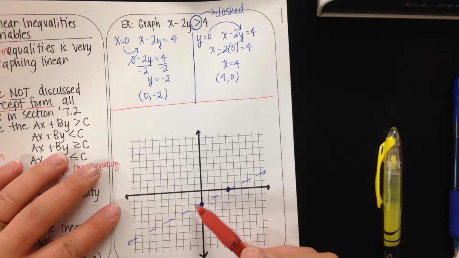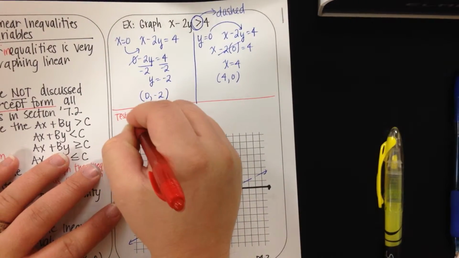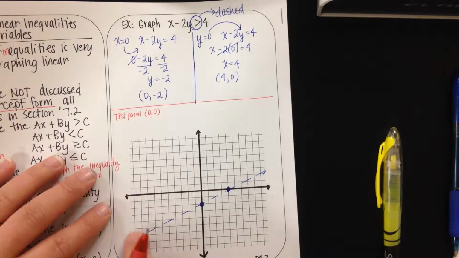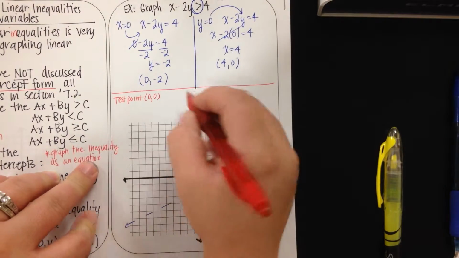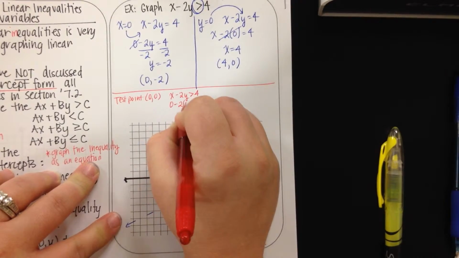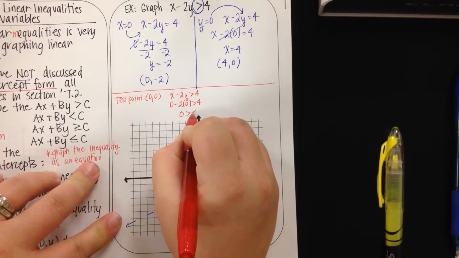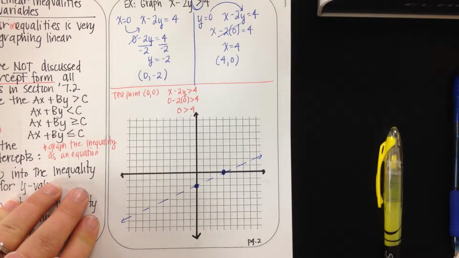Now, does this line go through the origin? No. So your easiest test point will be 0, 0. I promise. But if your graph, and we'll do an example where the graph does go through the origin, if your graph goes to the origin, you do need to pick another test point to test. So by doing that, we're going to plug this into our inequality. 0 minus 2 times 0 is greater than 4. Beauty about that is my left side is 0, then I have greater than 4. Now, ask yourself, is this a true statement? Is 0 greater than 4?